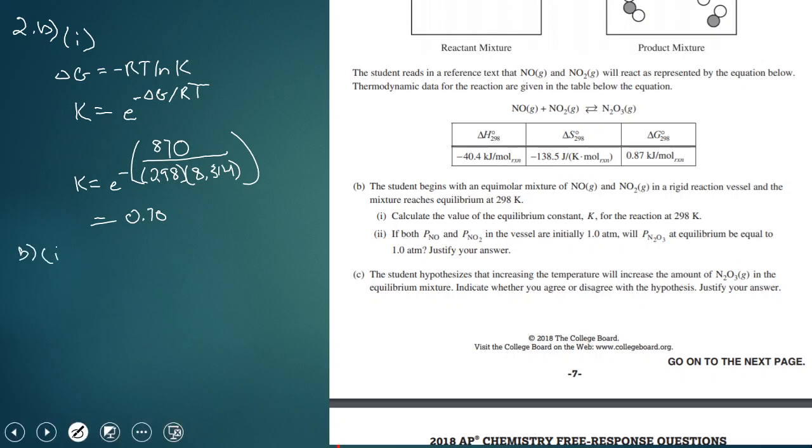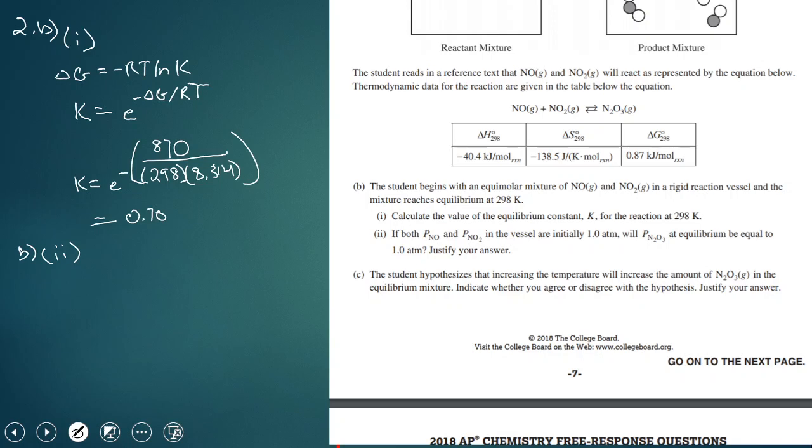B part 2 looks like a conceptual question, so I'll try and fit it in over here. So if both the partial pressure of nitrogen monoxide and the partial pressure of nitrogen dioxide in the vessel are initially one atmosphere, will the partial pressure of N2O3 at equilibrium be equal to 1 atm? Justify your answer. Alright.